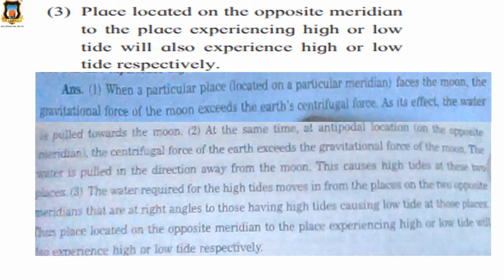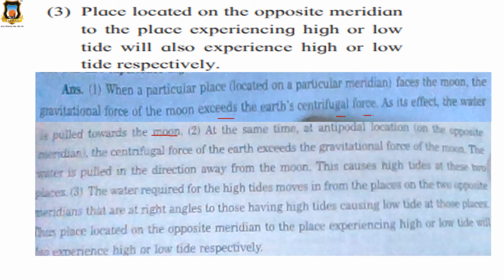Third question. Places located on the opposite meridian to the place experiencing high or low tide will also experience high or low tide respectively. Now this, I think we have done very properly. So you'll write the answer like this. When a particular place located on a particular meridian faces the moon, the gravitational force of the moon exceeds the Earth's centrifugal force. As its effect, the water is pulled towards the moon.